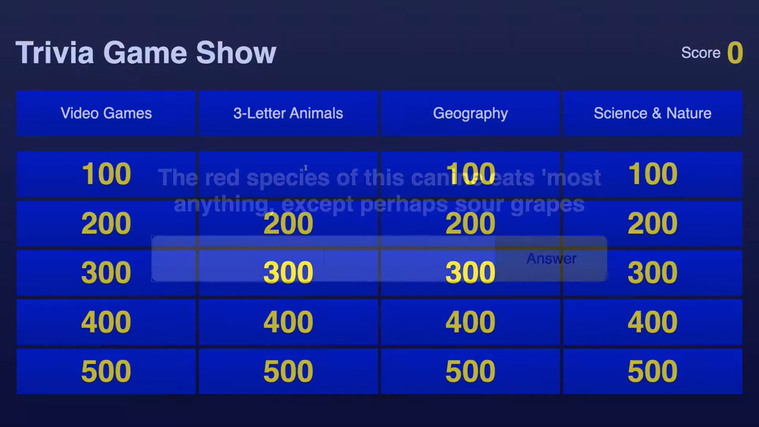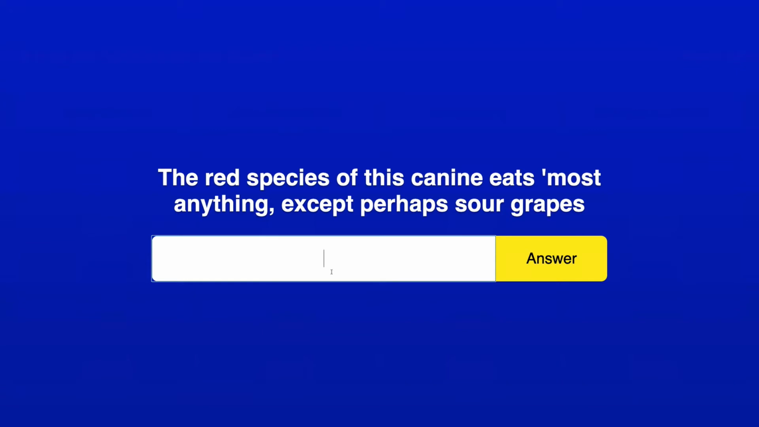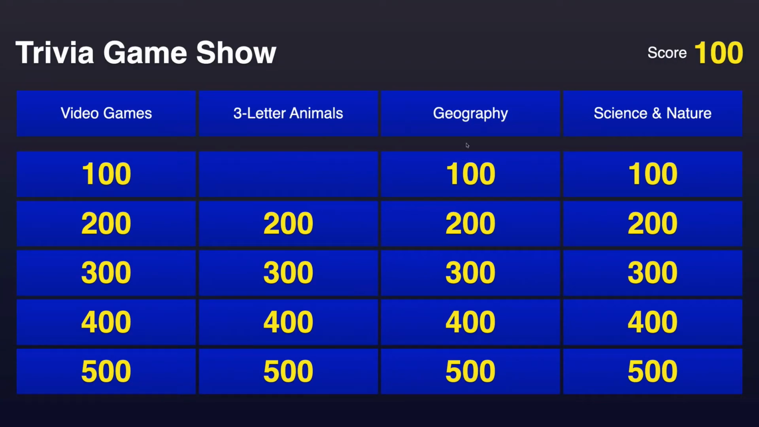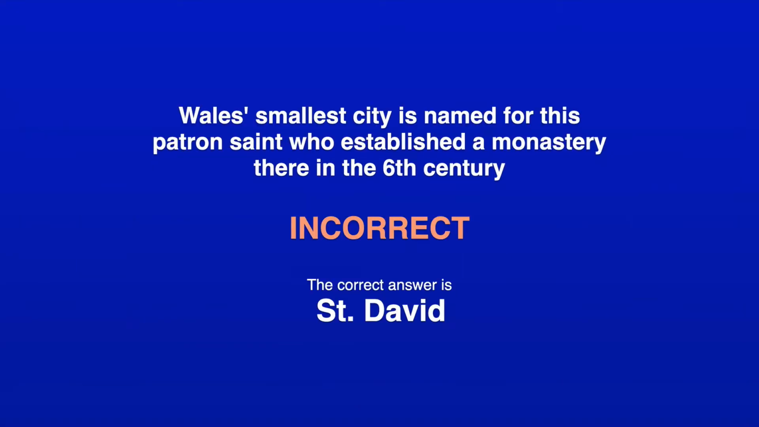If I was correct, like this one, the red species of this canine means most anything except perhaps sour grapes. Fox? Yes. If you are correct, you get a correct prompt, and then the score of that clue is added to the score up top. And you can keep answering these until all the clues on the board are gone.